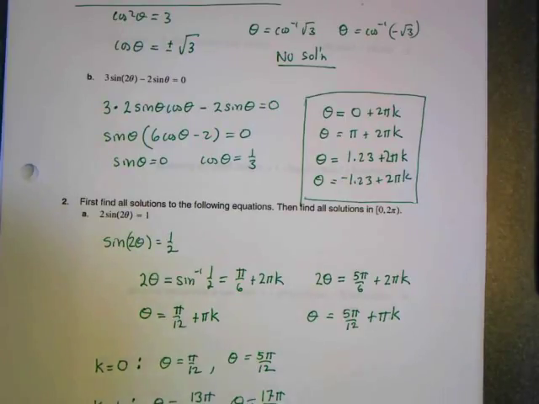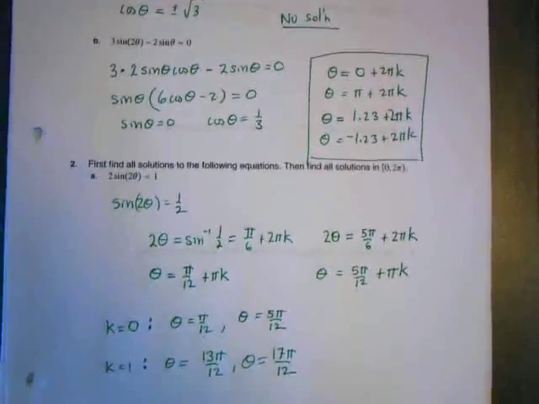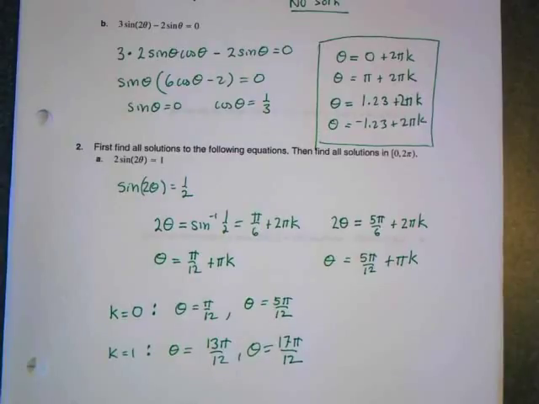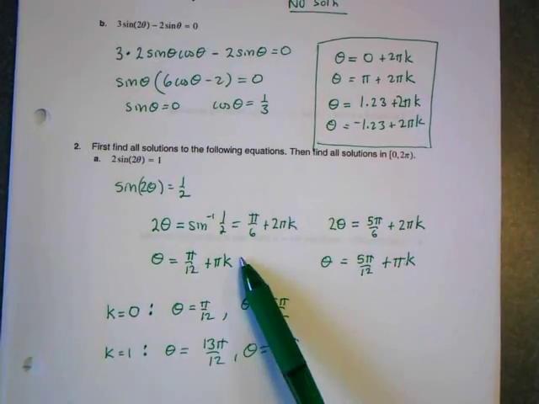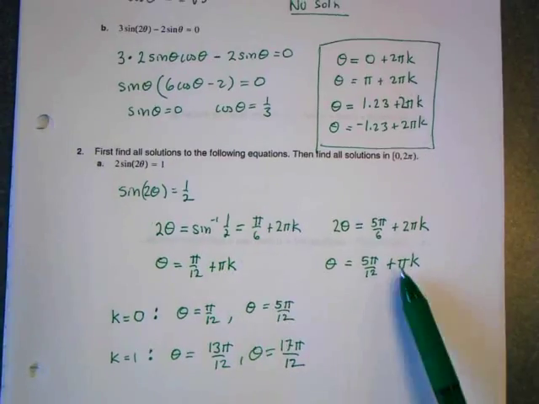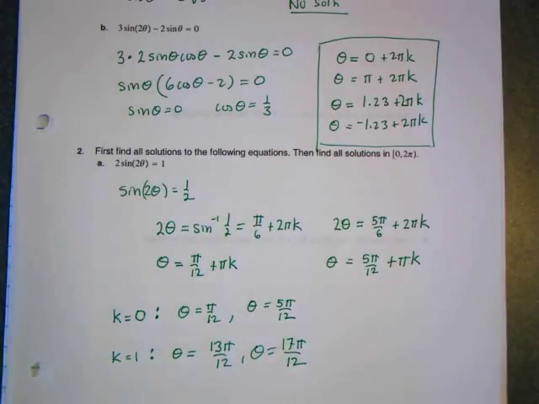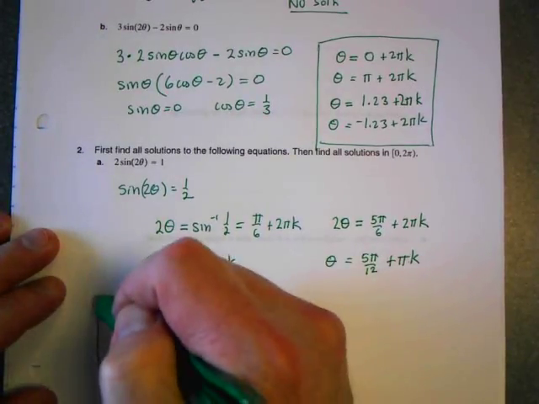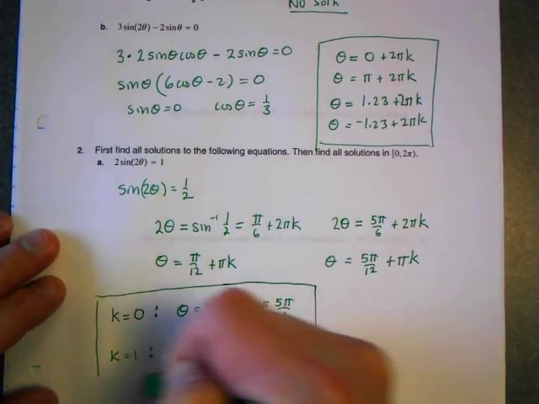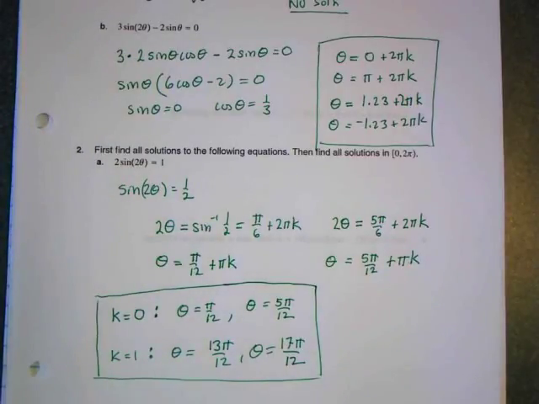And then I think I'm all done. Why do I think I'm all done? What would happen if I plugged in k equals 2? I would have pi over 12 plus 2 pi. That's bigger than 2 pi. Same with this one. That would be bigger than 2 pi. So I think that's it. I think there are 4 answers between 0 and 2 pi.